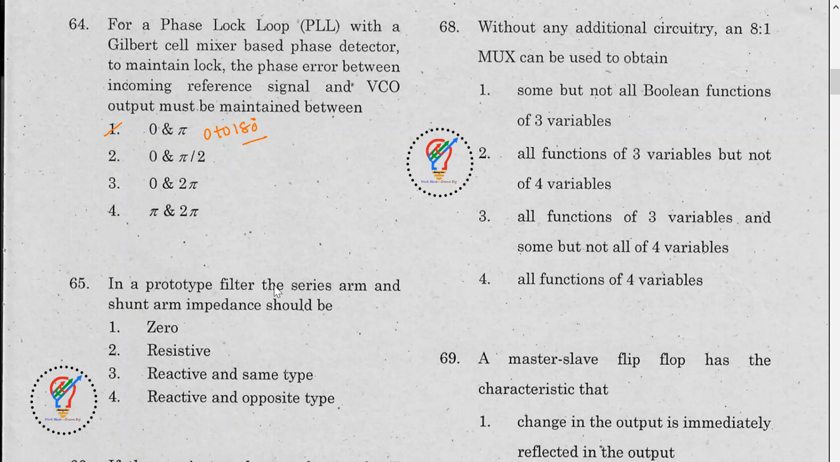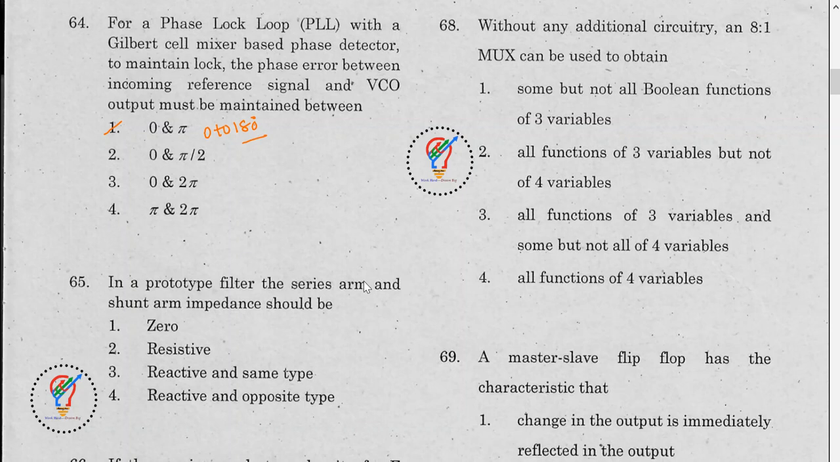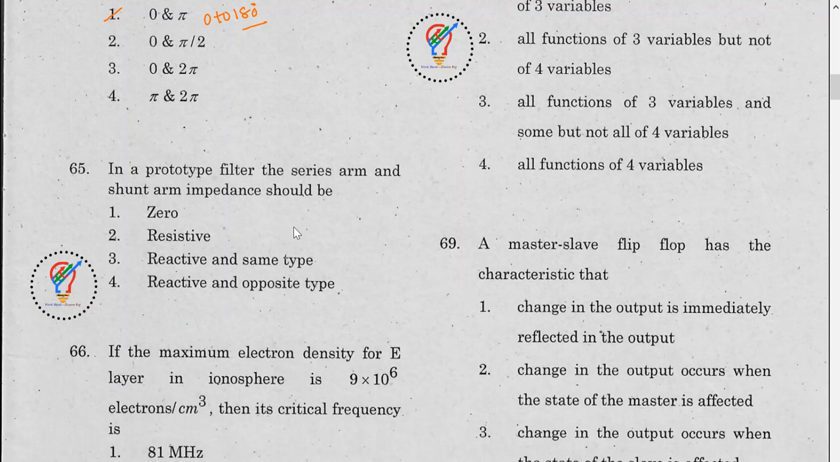Next question. In a prototype filter, the series arm and the shunt arm impedances should be, let's take a pi low pass filter. In a pi low pass filter there is an inductor, an inductive arm, and there is a capacitor in a pi network like this. This will be called the series arm, and this will be the shunt arm. You see the nature of the elements: one is inductive in nature, the other is capacitive in nature. So both are in opposite nature. Both are reactive but of opposite type.